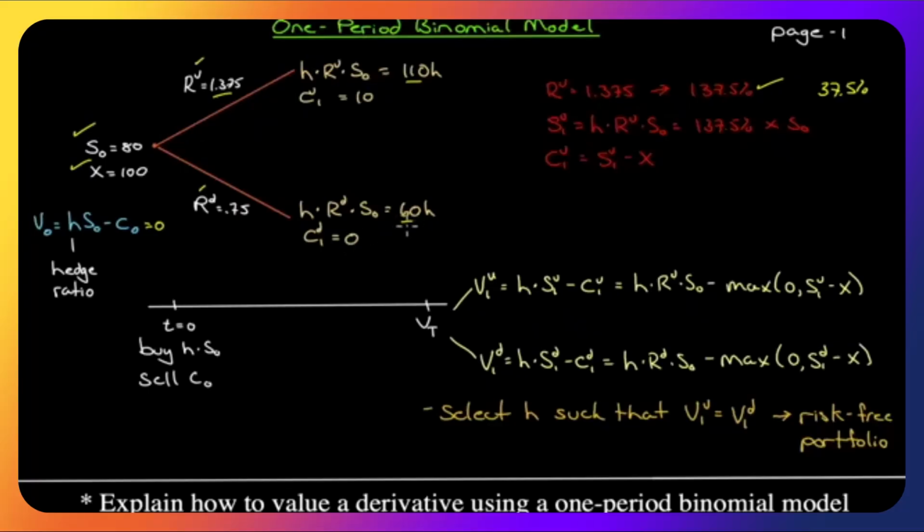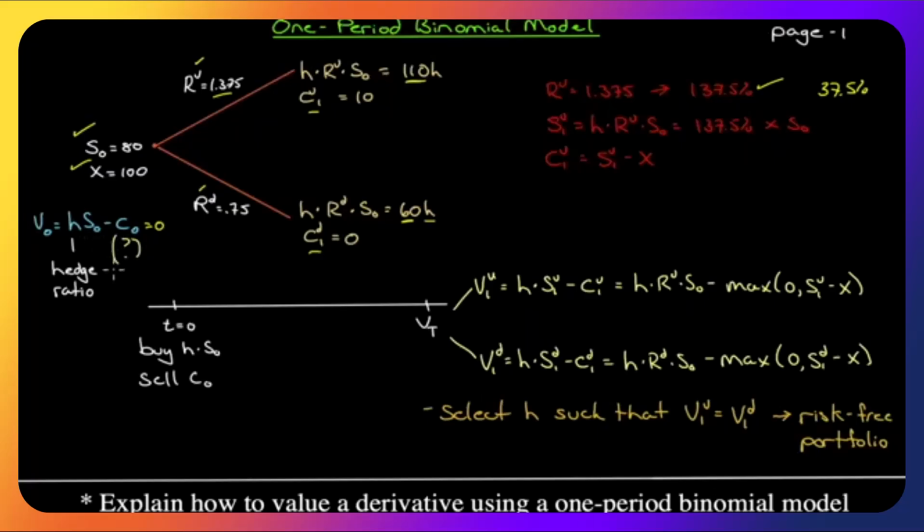Here it has a value of 0 because the stock is 60. So our portfolio up here will consist of H shares valued at 110 plus a short call. And here we'll have H shares valued at 60 plus a short call, but it has a value of 0. Okay, so there's our scenario. Let's see how we can price out the call, because we don't know what this is yet. We want to price it out.